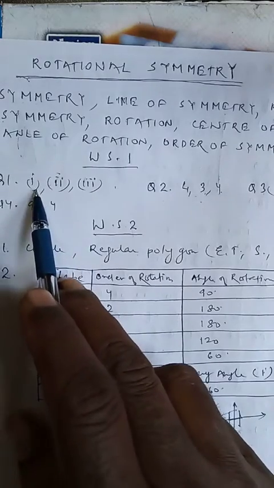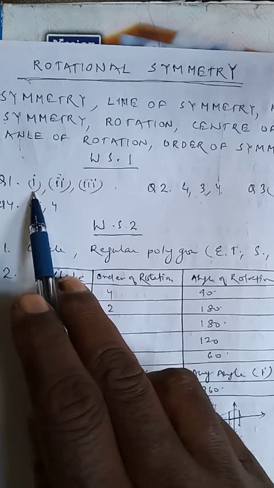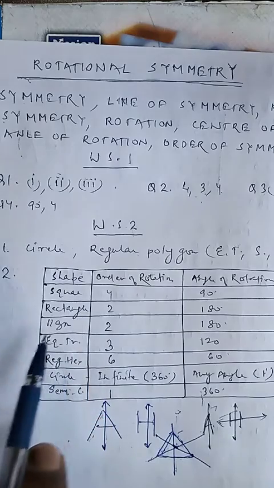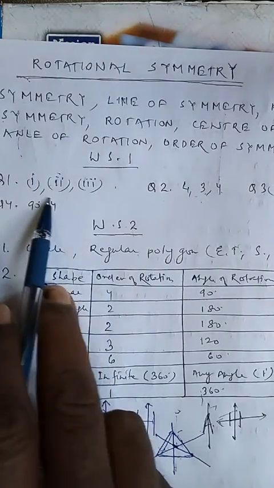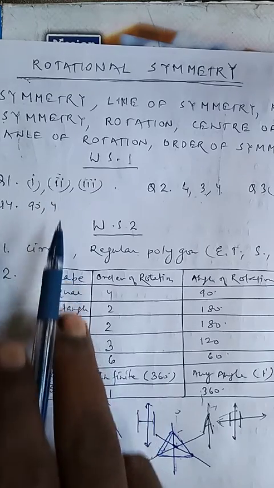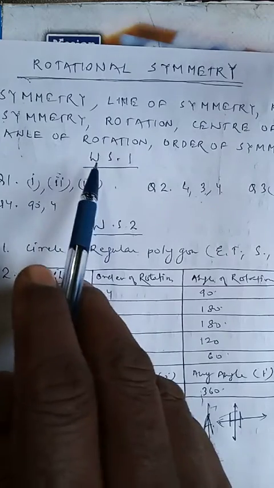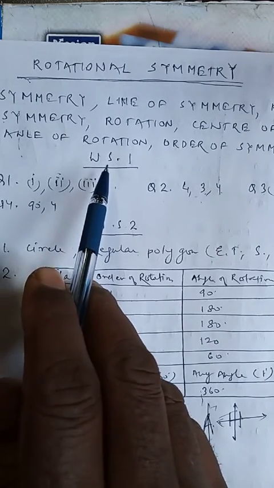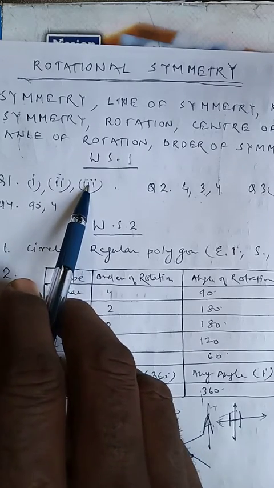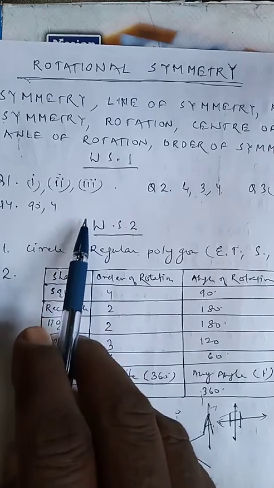We see that in figure number 1, if we rotate it by an angle of 90 degrees, we get the same figure. So it has rotational symmetry. In figure number 2, if we rotate it by an angle of 180 degrees, we again get the same figure. We always have to rotate by an angle which is less than 360 degrees. And in figure number 3, if we rotate by 72 degrees, we again get the same figure.